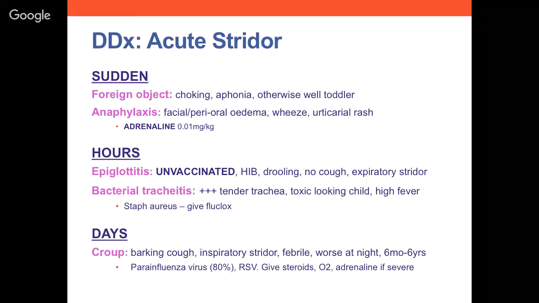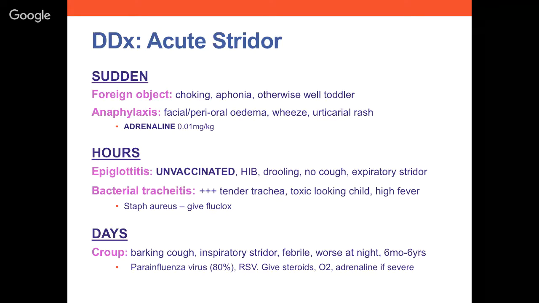What's aphonia? Any guesses? Sorry? Yeah, I think they just sound off. I'm pretty sure that's right. Like their voice doesn't work as well.